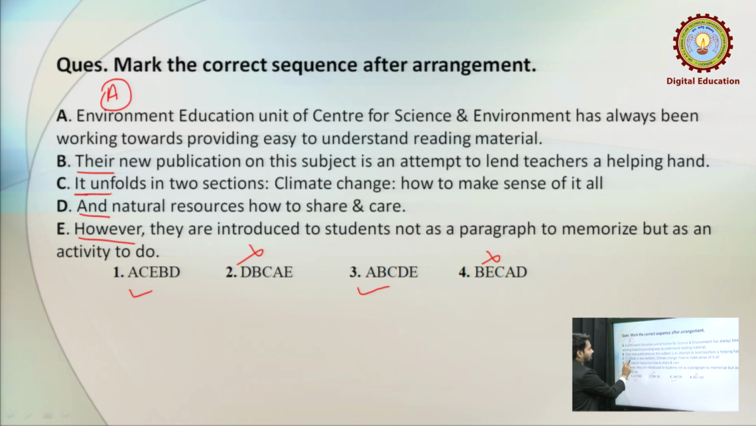It unfolds in two sections. The first one is climate change, how to make sense of it all, and natural resources. These are two sections. So CD is a pair. You can check CD. CD is here. So this is the correct answer.